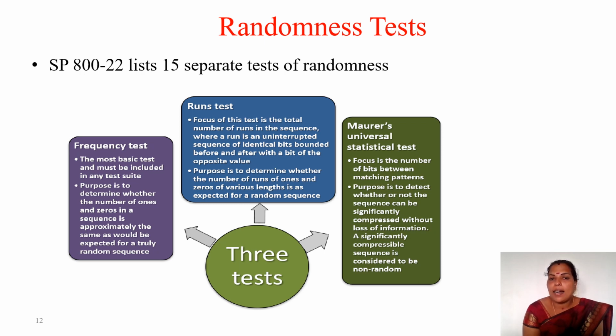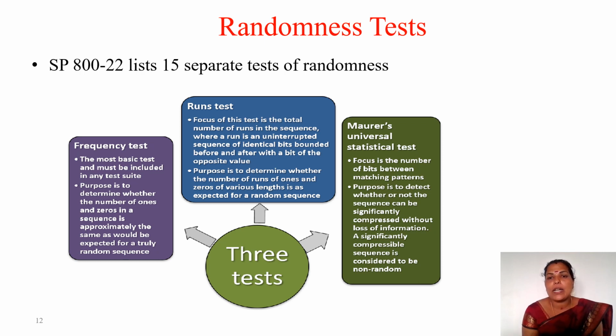And another one is the runs test. The focus of this test is the total number of runs in the sequence, where a run is an uninterrupted sequence of identical bits bounded before and after with a bit of the opposite value. The main purpose is to determine whether the number of runs of ones and zeros of various lengths is as expected for a random sequence. All the tests come under the uniform distribution and independence category we have already discussed. So based on that, the generated number has to satisfy those properties.